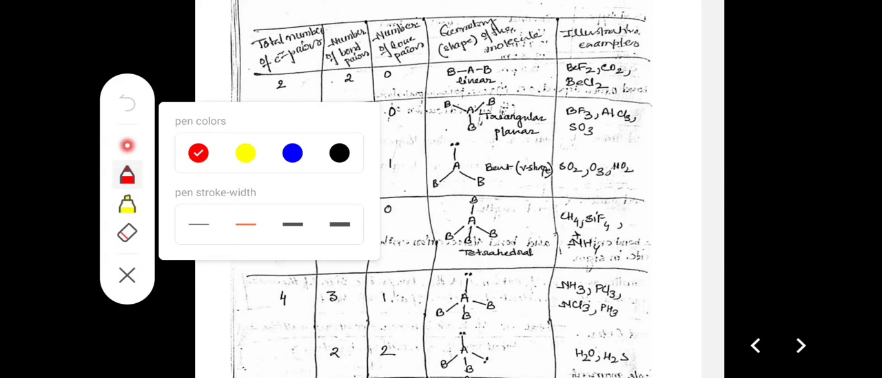Then, with respect to the total number of electron pairs, we have to describe their geometry, their shape, and the nature of the molecules. If the total number of electron pairs is 2, the number of bond pairs is 2 and the number of lone pairs is 0, the geometry or shape is linear. Examples are BeF2, CO2 and BeCl2.